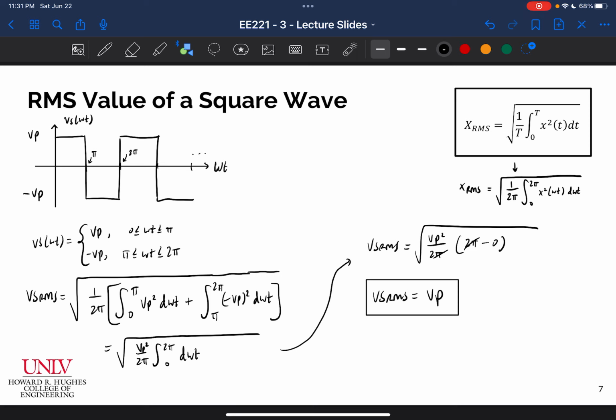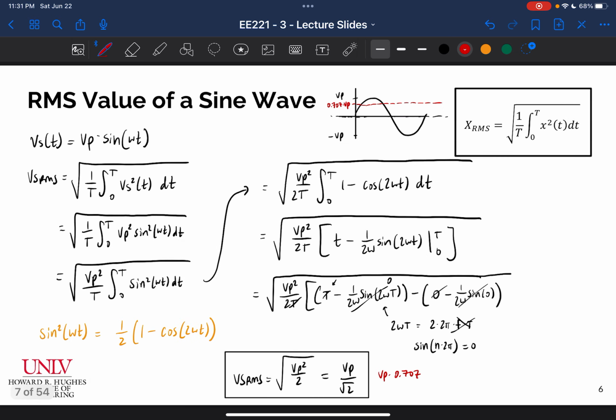So we got that another signal that we can see clearly has an average value of 0, right? Its average value is 0, but its RMS value is Vp, which is up here. Okay, so that's an interesting result, but that is the case for a square wave that is oscillating around 0. Okay, so we've got this square wave oscillating around 0. We got the sine wave oscillating around 0.